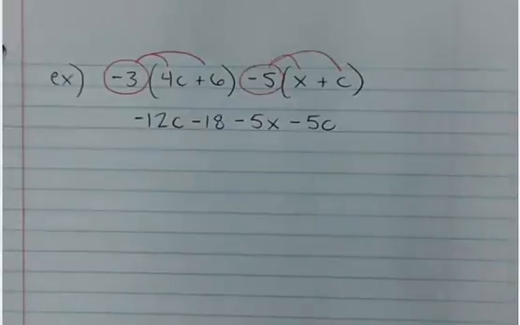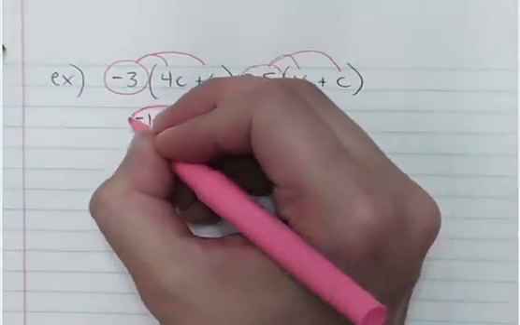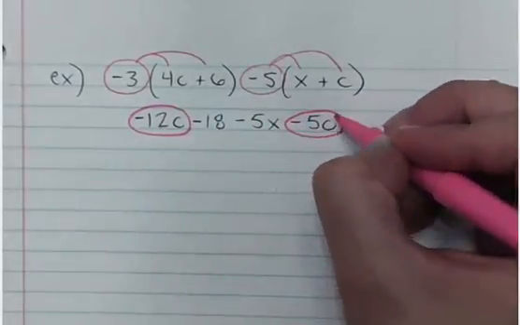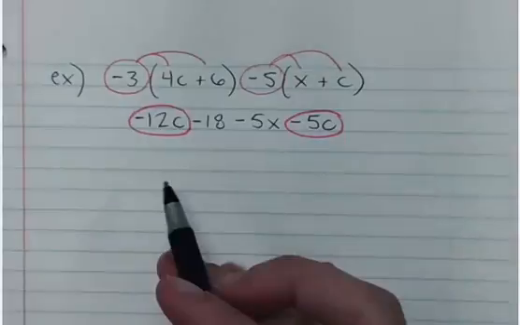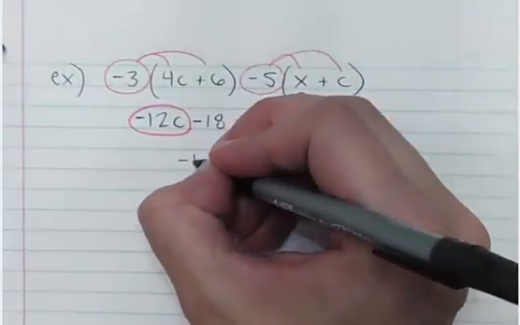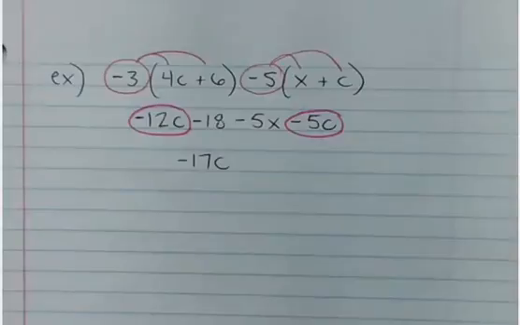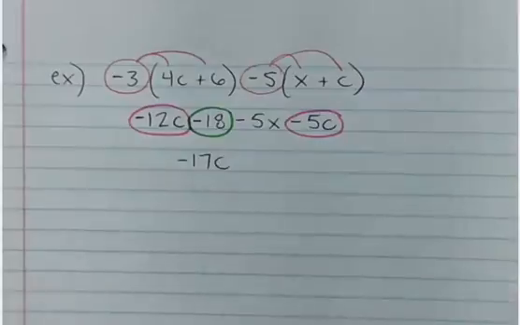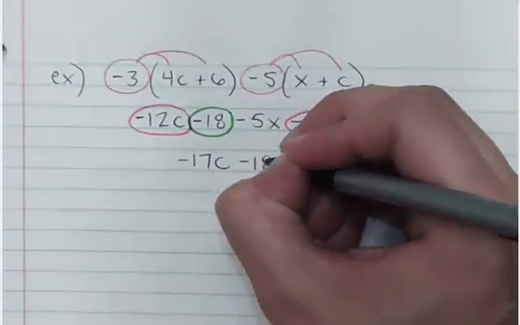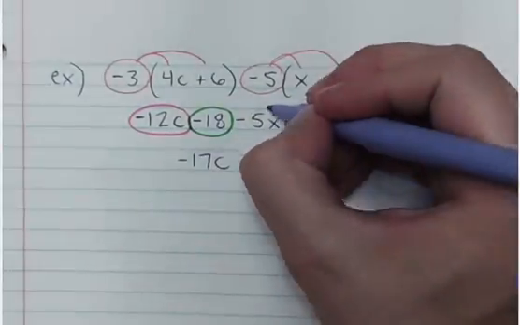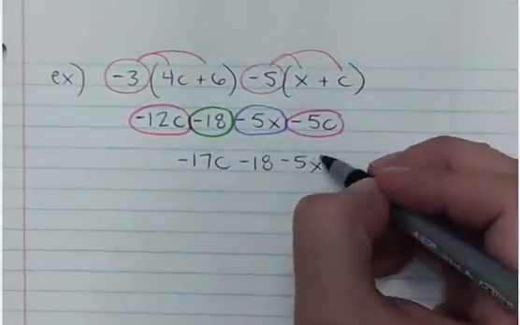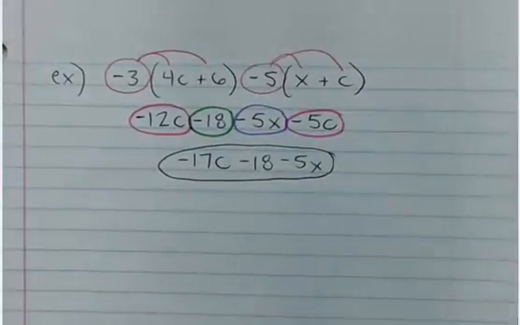So now I'm looking at, can I combine any of these like terms? So let's start off with c's. -12c, and I can't combine that, can't combine that. I can combine this last one. So -12c and -5c gives me -17c. Then -18 is just a number that's by itself, so that just falls down. And also -5x is by itself, so that falls down. So my answer here would just be that.